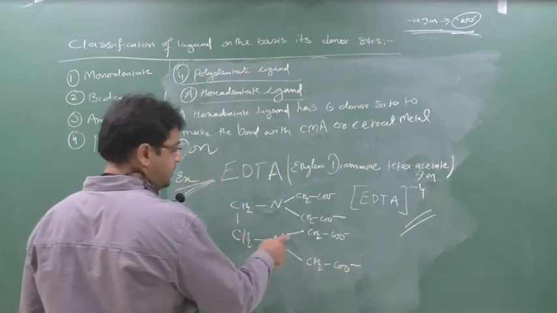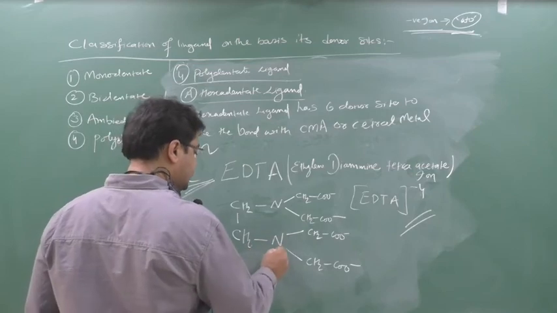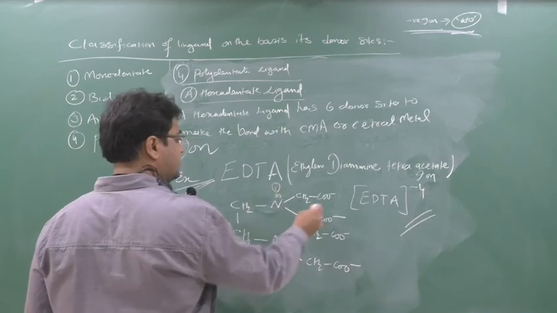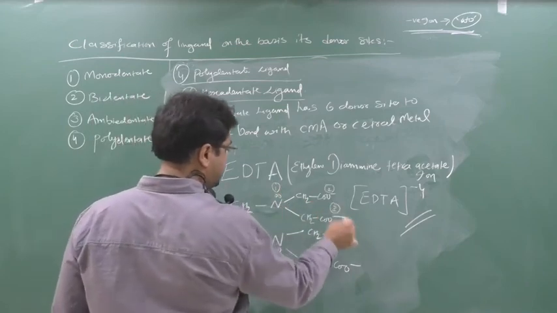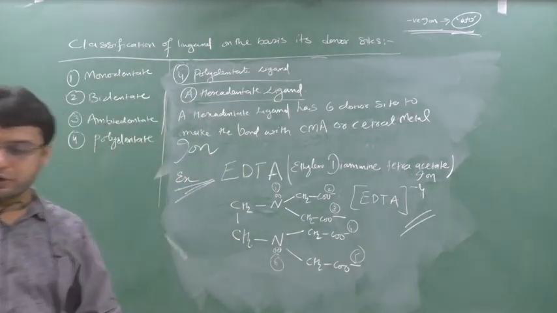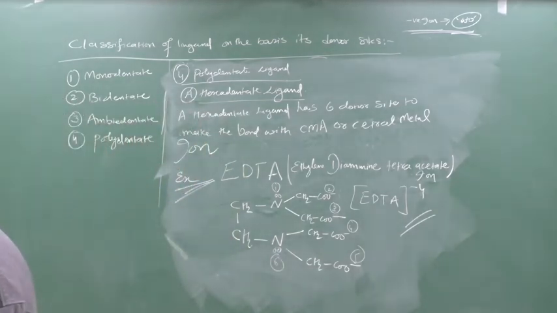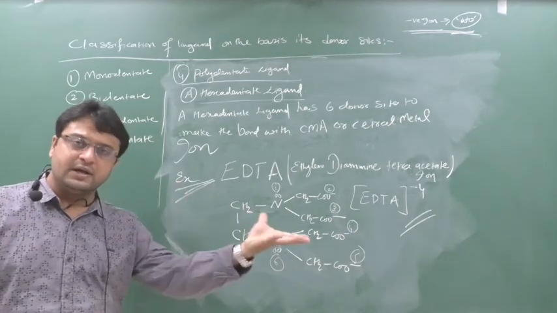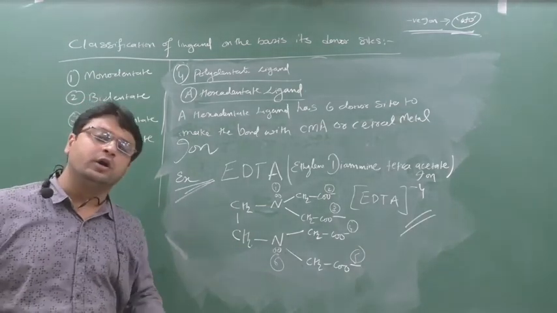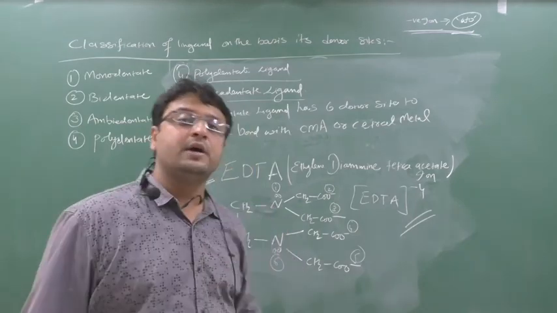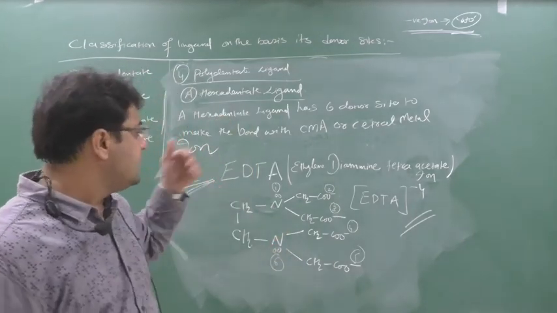Now count the electrons here. 1, 2, 3, 4, 5, 6, 7, 8. 1, 2, 3, 4, 5, 6, 7, 8. So this is donor site 1, donor site 2, donor site 3, donor site 4, donor site 5, donor site 6. So this is your hexadentate ligand. If you give 1 EDTA to a central metal atom, how many bonds will it make? It will make 6 coordinate covalent bonds with a single metal atom. That's why we say hexadentate ligand.